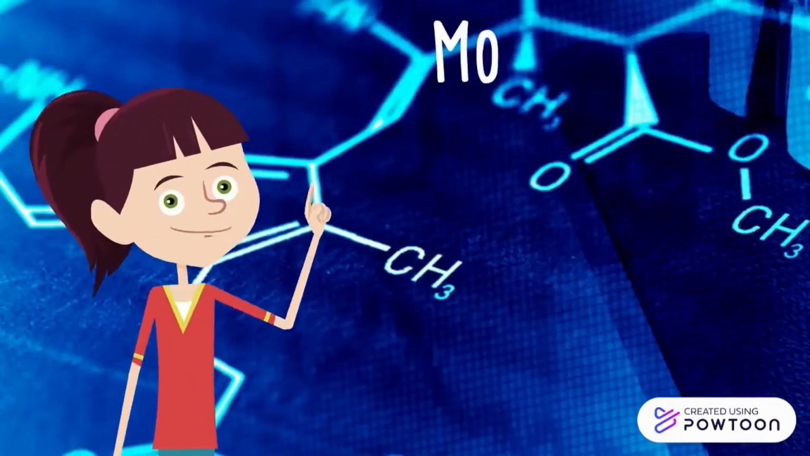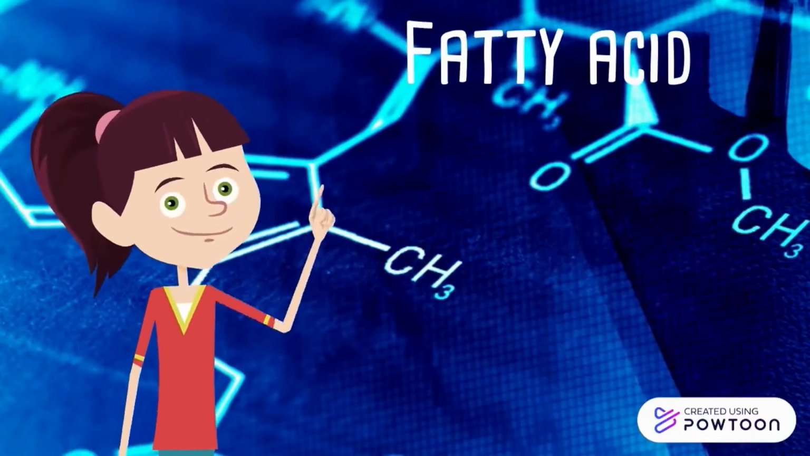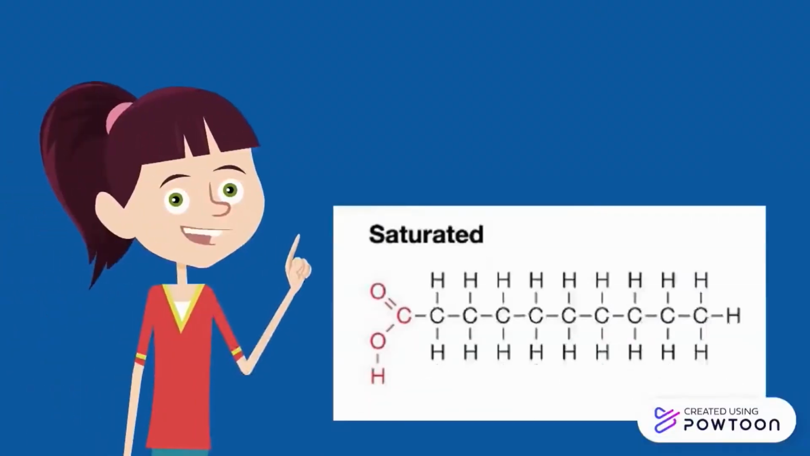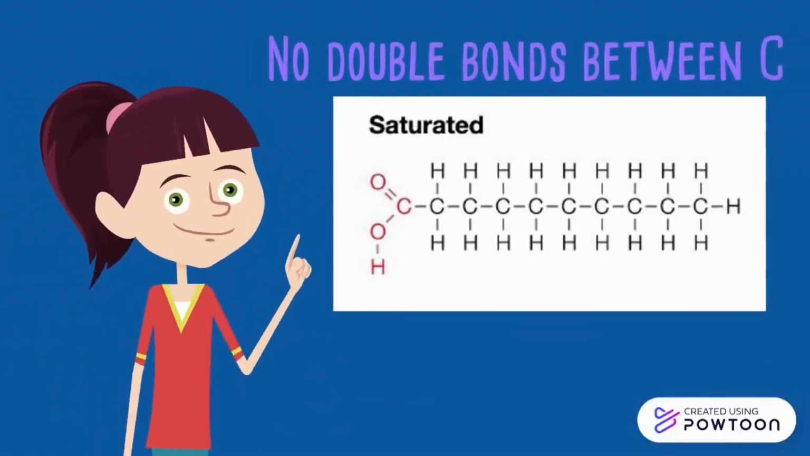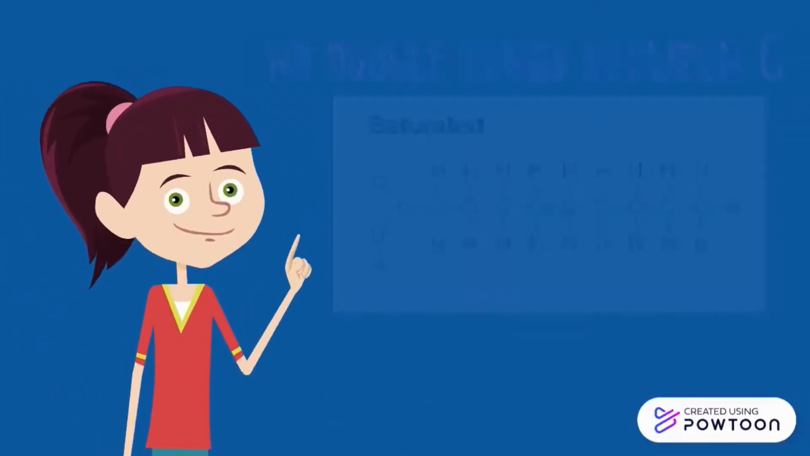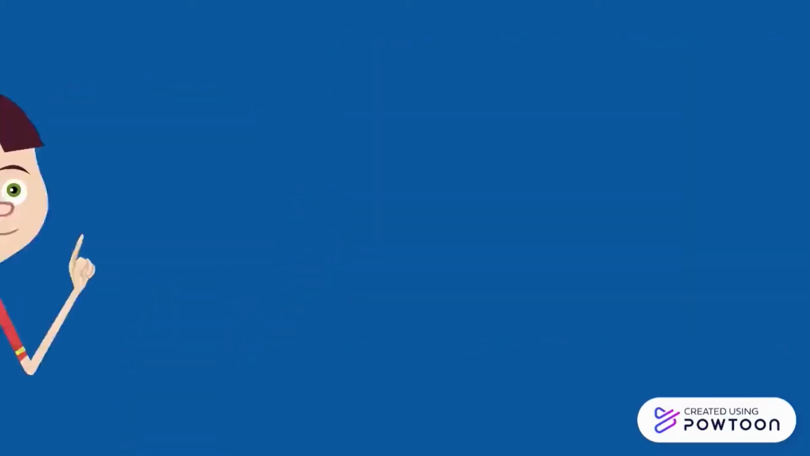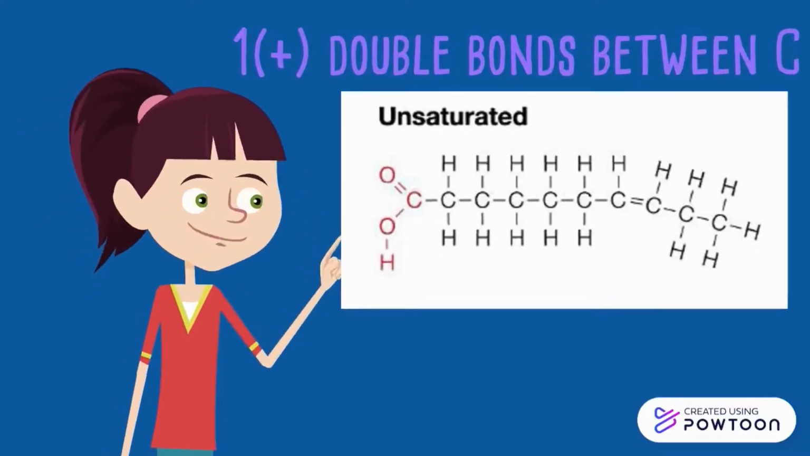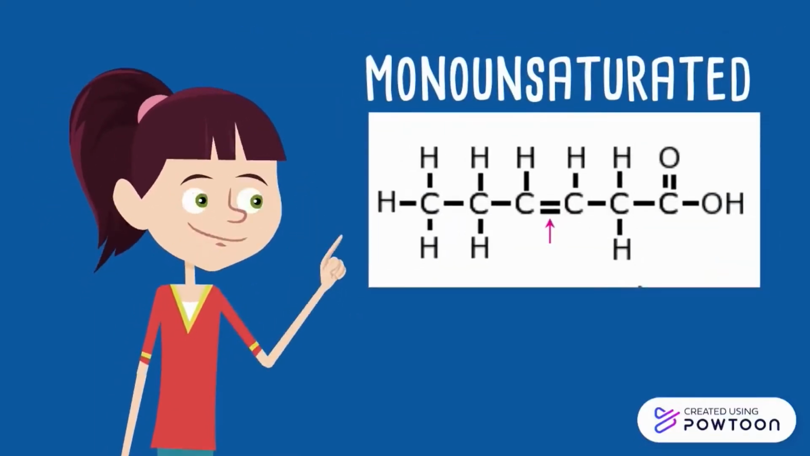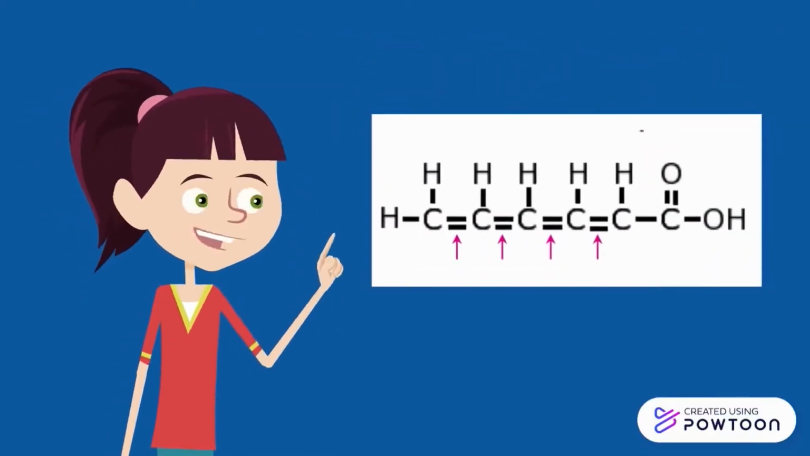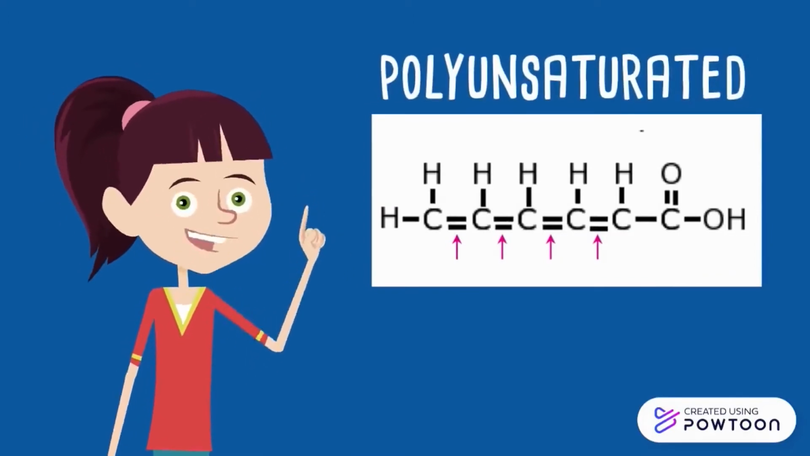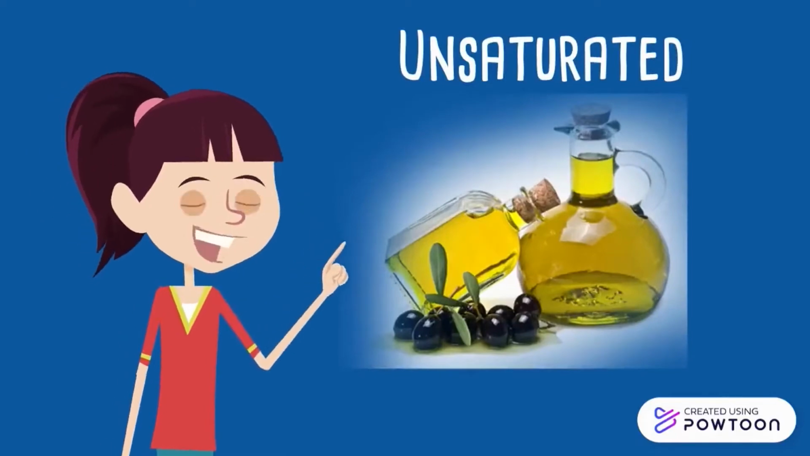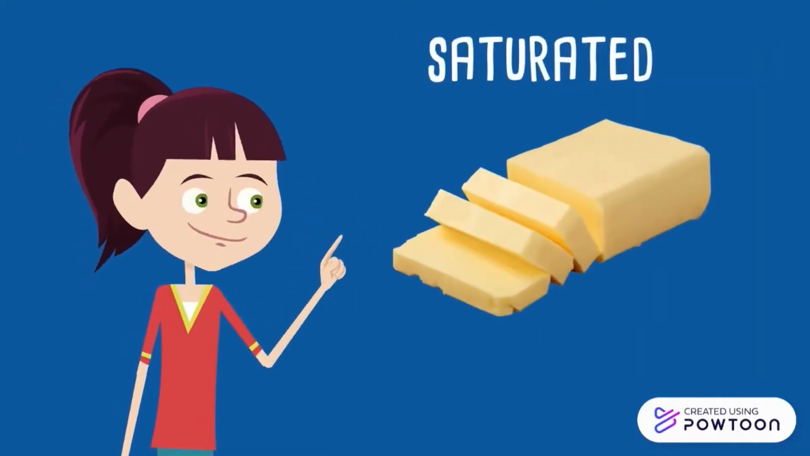A monomer of a lipid is called a fatty acid, and a fatty acid is either saturated or unsaturated. A saturated fatty acid has no double bonds between carbons, therefore it is solid at room temperature. An unsaturated fatty acid has one or more double bonds. When it has one double bond, it is called monounsaturated, and when it has two or more double bonds, they are called polyunsaturated. An example of an unsaturated fatty acid would be olive oil, and an example of a saturated fatty acid would be butter.